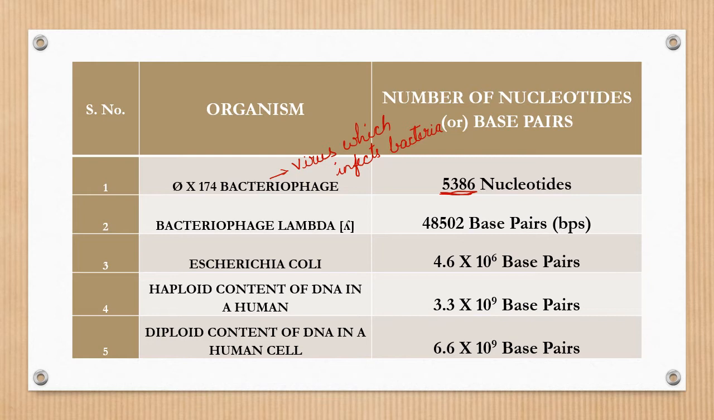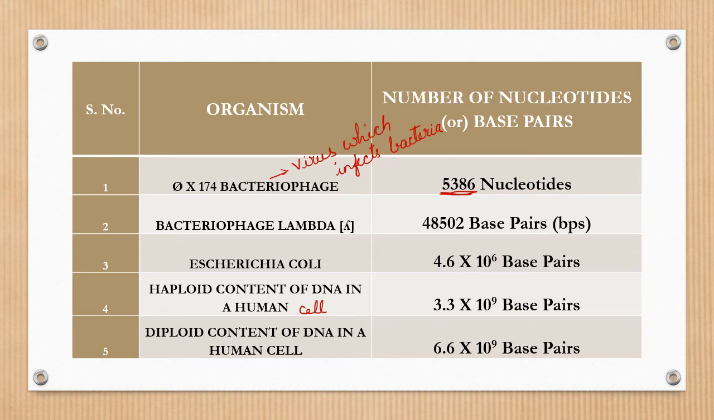Now, the haploid content of DNA in a human cell, not the entire human, consists of 3.3 into 10 to the power of 9 base pairs in a cell. Similarly, the diploid content of DNA is 6.6 into 10 to the power of 9 base pairs in a single cell of a human.